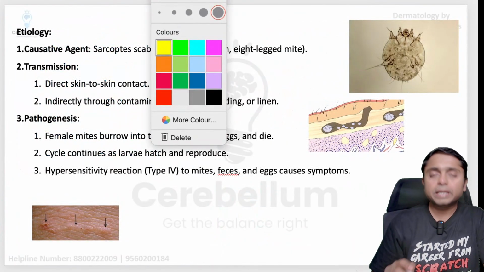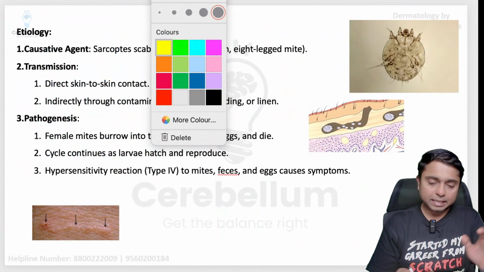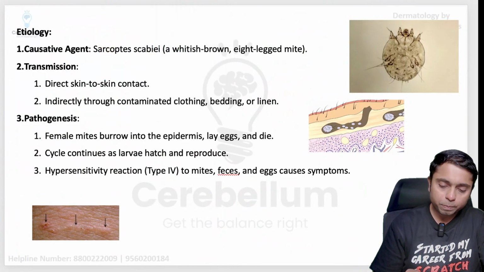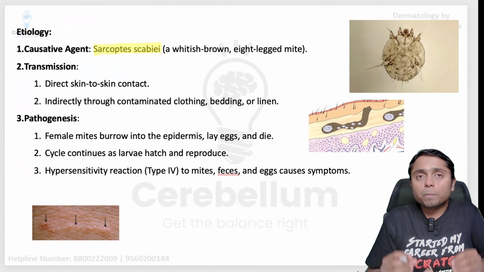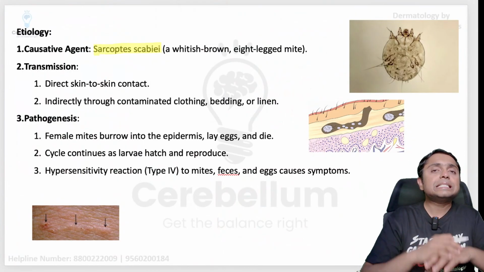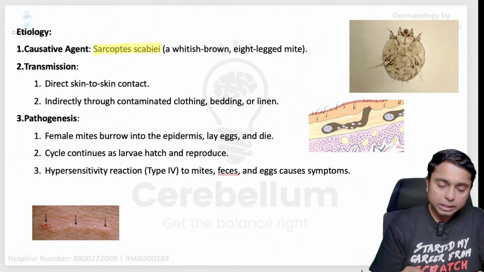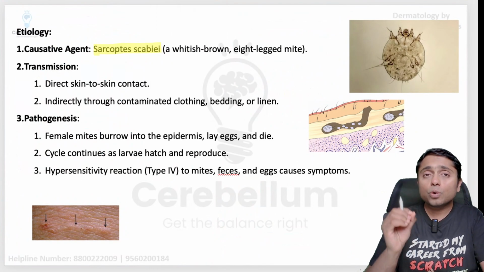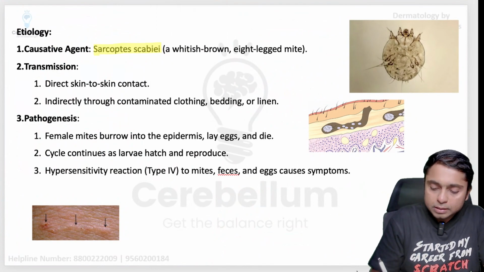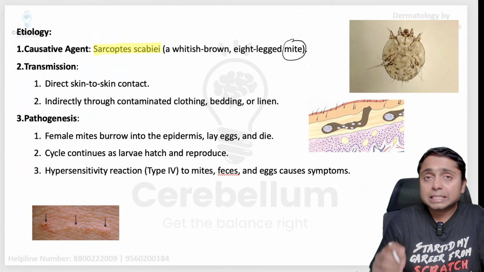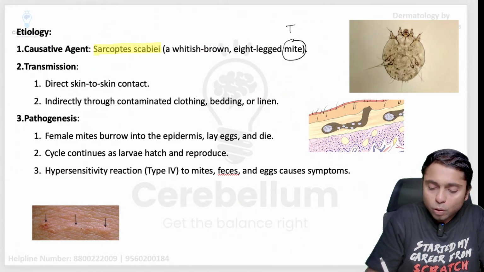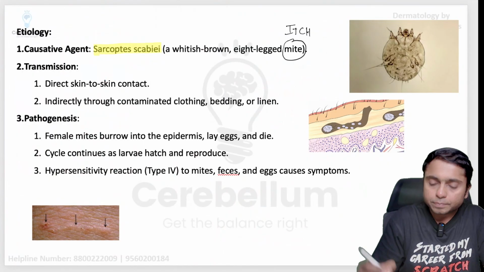Okay, so let's begin the discussion with the etiology. What is the causative agent? It is Sarcoptes scabiei, which is a mite, an ectoparasite which lives on the skin surface. These are very important points that you must know. Sarcoptes scabiei is a mite, and it is also called the itch mite.